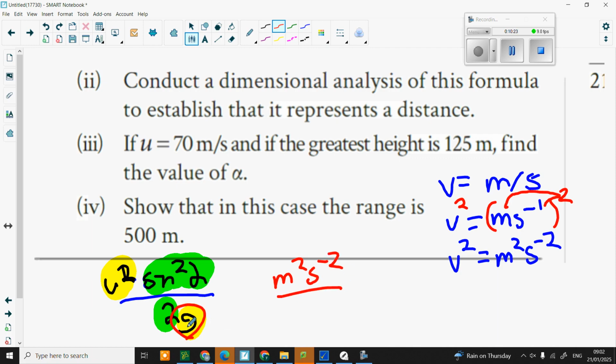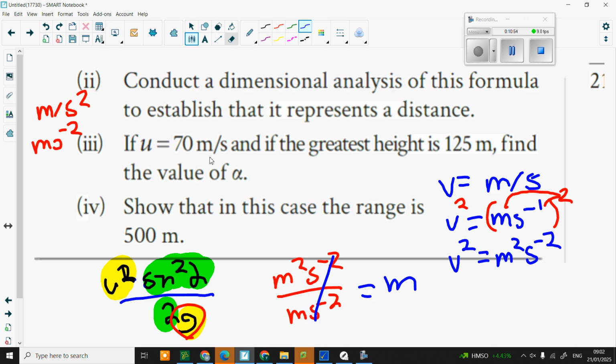Anybody know the gravity is an acceleration? Does anybody know the units for acceleration? Meters per second squared, ms minus 2. And what you see cancels. And m squared divided by m. There you go. Sy is measured in meters. Done. Formula works.